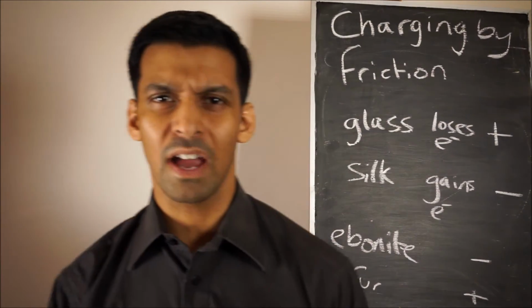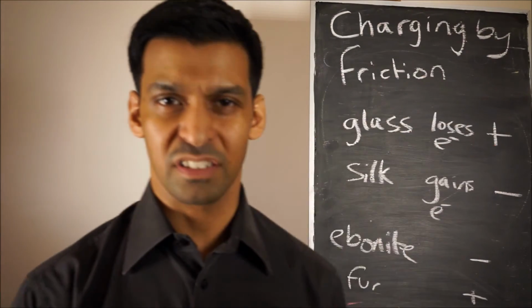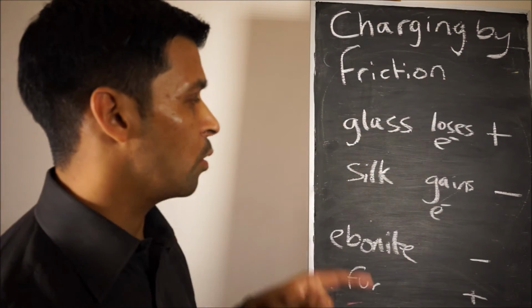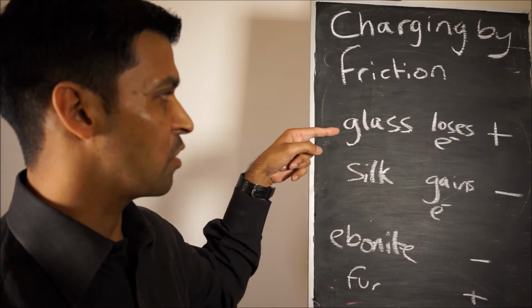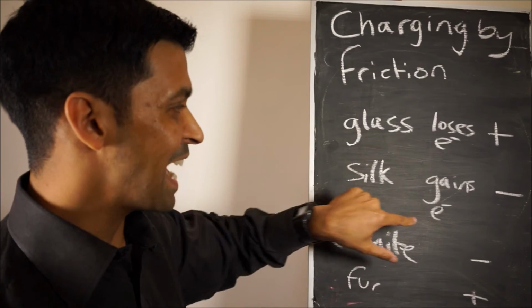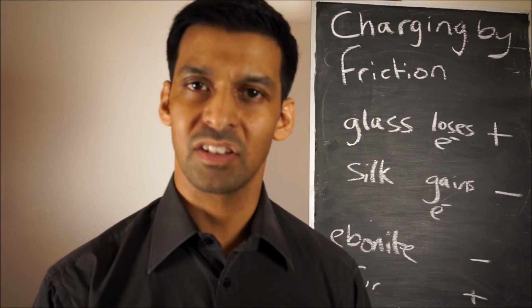So just to summarize, the atoms on one object need to lose electrons. When it loses electrons it becomes positively charged, and those electrons, they go into the second object. So in this case you've got glass, the silk gains the electron from the glass and that becomes negatively charged. That's basically it, dead easy.